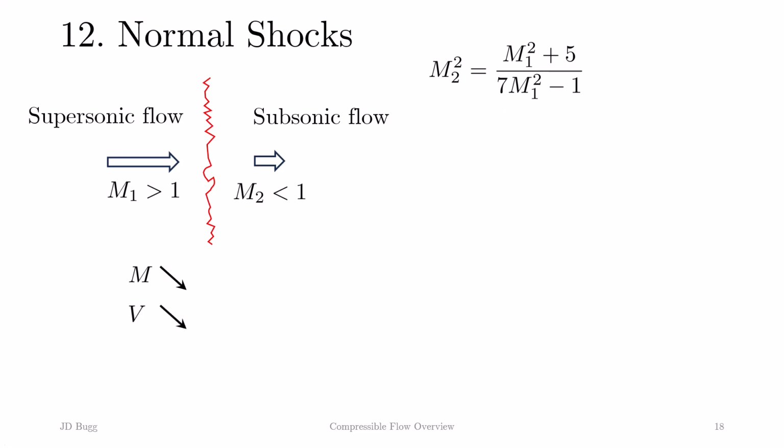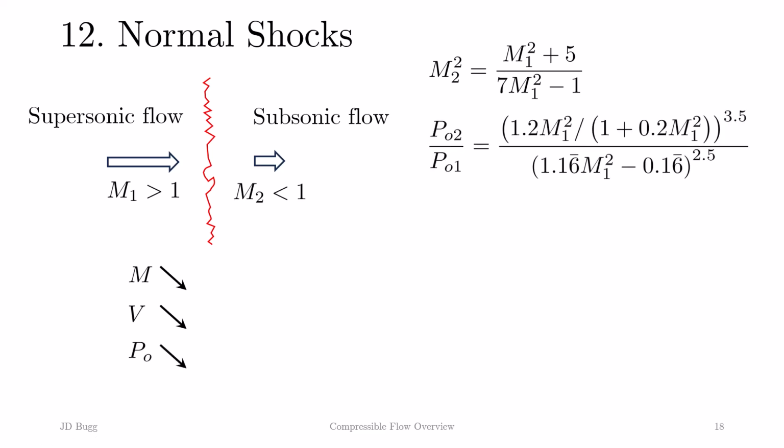The velocity goes down across a normal shock as well. The stagnation pressure also goes down, and here it is given as a function of the Mach number upstream of the shock. The static pressure, on the other hand, increases across a normal shock. We have a large increase in pressure across a normal shock, and again, the pressure ratio downstream to upstream is given as a function of the upstream Mach number.